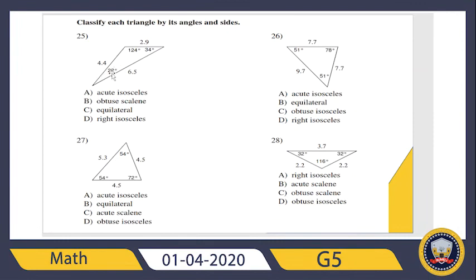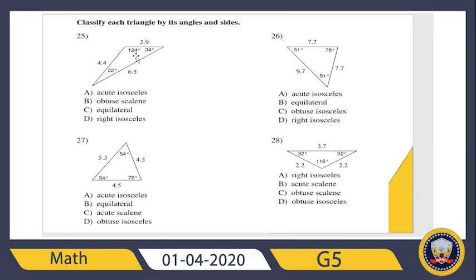What about the measure of the angles? Here, this angle equals 22 degrees. This angle equals 34 degrees. This angle equals 124. What does 124 mean? It's more than 90 degrees. So I have an angle in this triangle which is more than 90 degrees. So I can classify this triangle as an obtuse angle triangle.